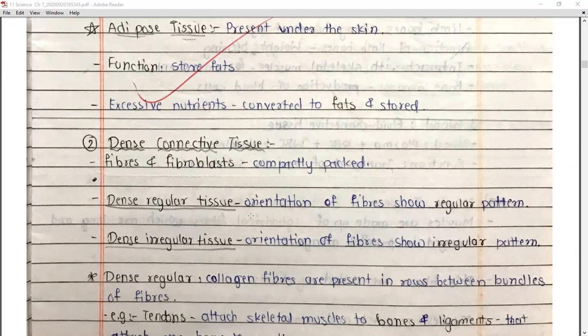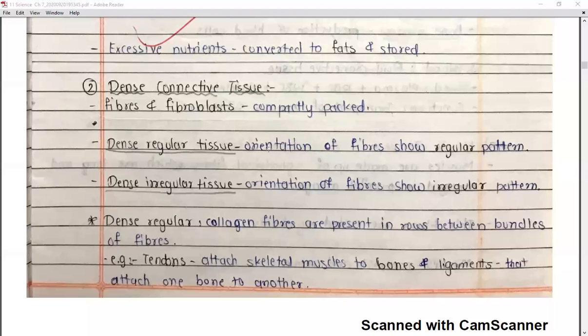In dense connective tissue, two types are observed: dense regular and dense irregular. In dense regular, the word itself says regular, means the fiber orientation will be shown as a regular pattern. That means the same type is seen.